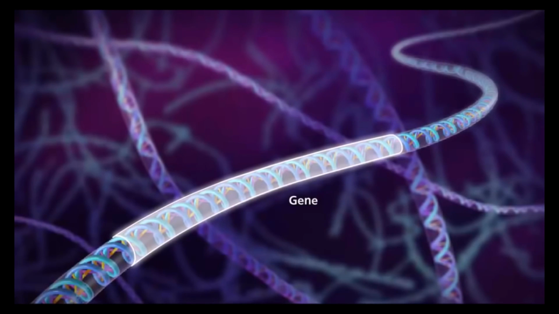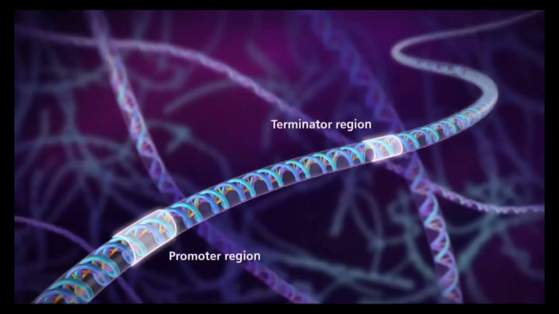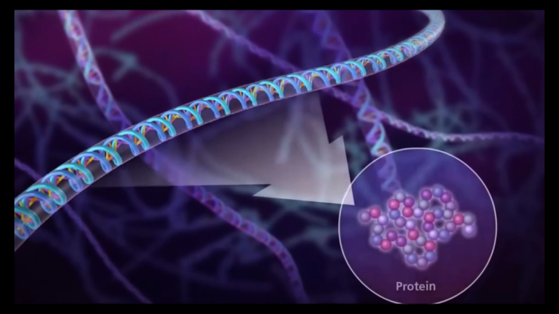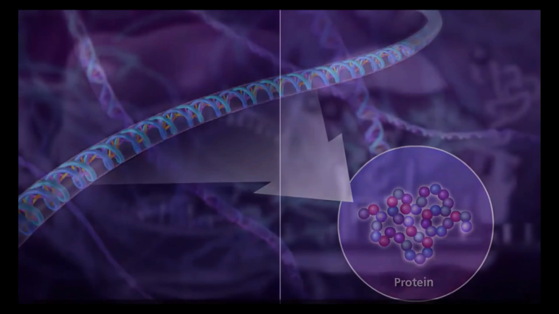A gene is a continuous string of nucleotides containing a region that codes for an RNA molecule. This region begins with a promoter and ends in a terminator. Genes also contain regulatory sequences that can be found near the promoter or at a more distant location. For some genes, the encoded RNA is used to synthesize a protein in a process called gene expression.